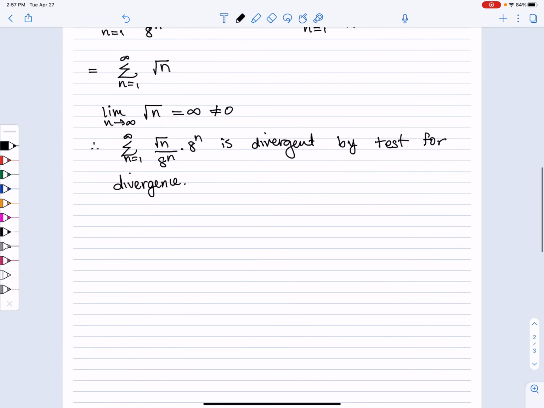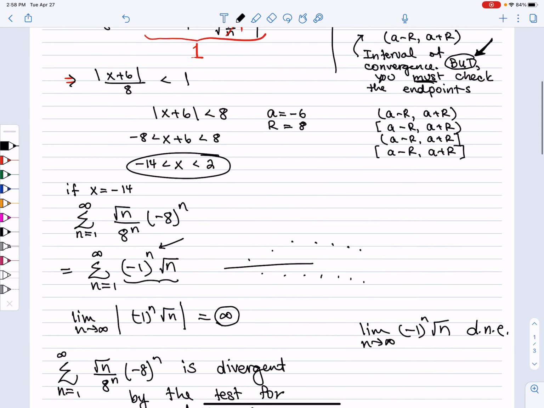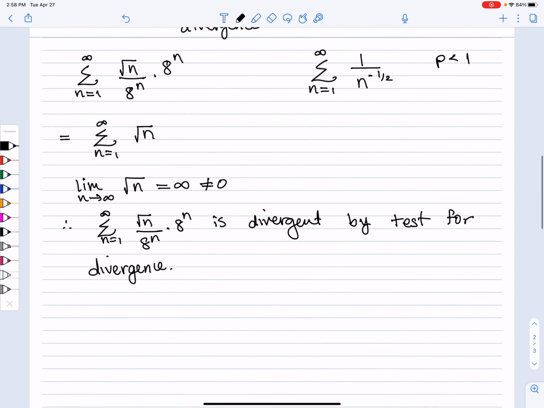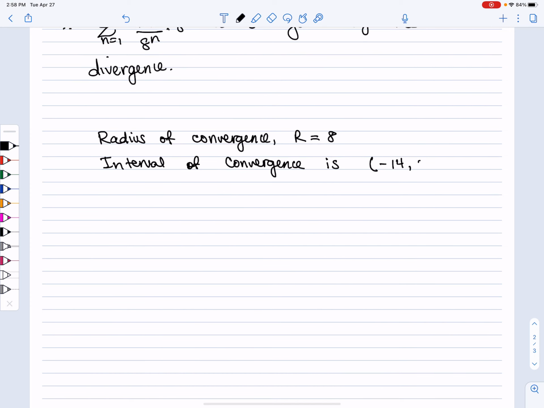All right, so remember, the problem was asking for the radius of convergence, and we found that earlier. So the radius of convergence R is equal to 8, and the interval of convergence, I'm sorry about the noise in the background, the interval of convergence is from negative 14 to 2. And this here is what the problem was asking for.